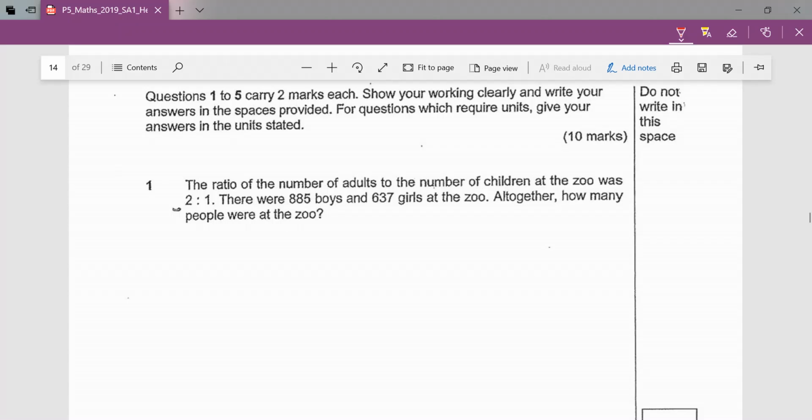The ratio of the number of adults to the number of children at the zoo was 2:1, and there were 885 boys and 637 girls at the zoo. Altogether, how many people were at the zoo? Okay, so we're going to add the 885 to 637, which is 1522. This is the total number of children, right? Because boys and girls refers to children.